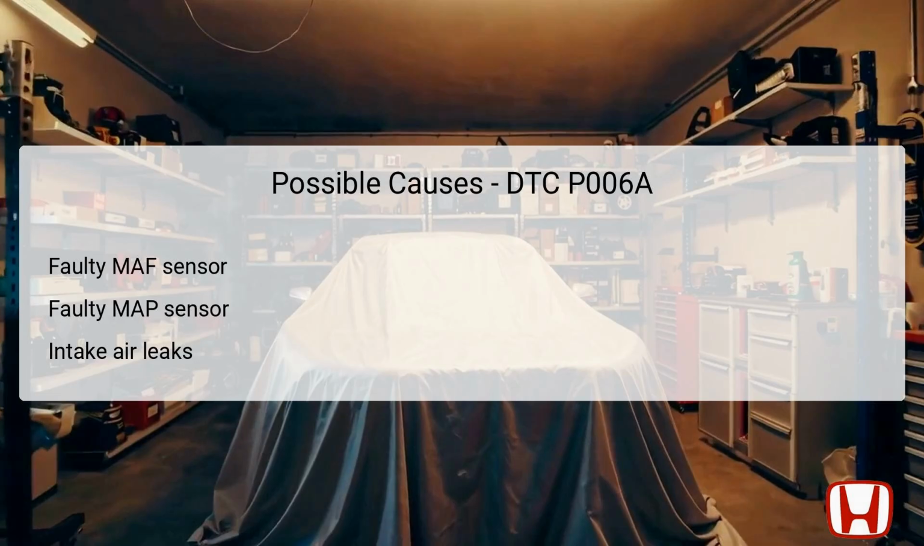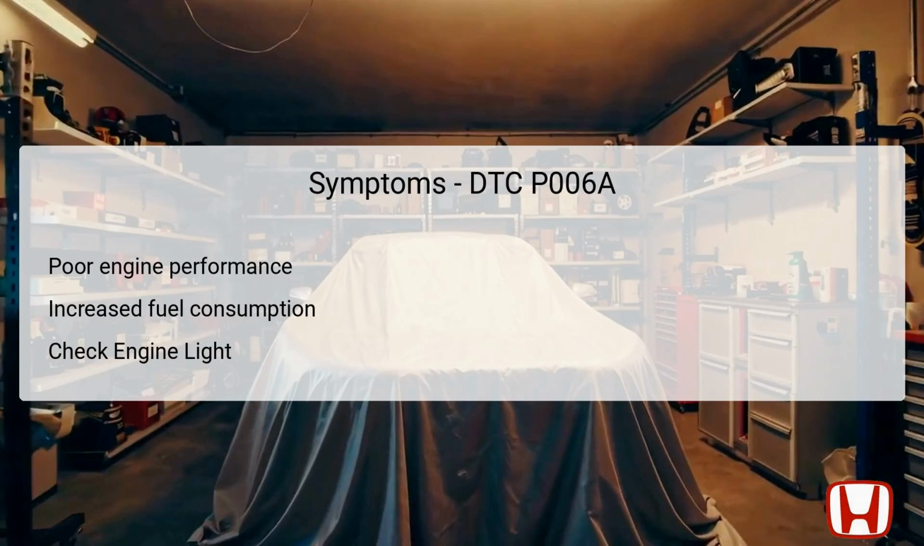Each of these causes can lead to poor vehicle performance, increased emissions, and could even trigger other related DTCs. A thorough inspection of the air intake system and its components will assist in accurately identifying the underlying issue. The symptoms associated with DTC P006A can range from minor to severe, greatly impacting vehicle performance.